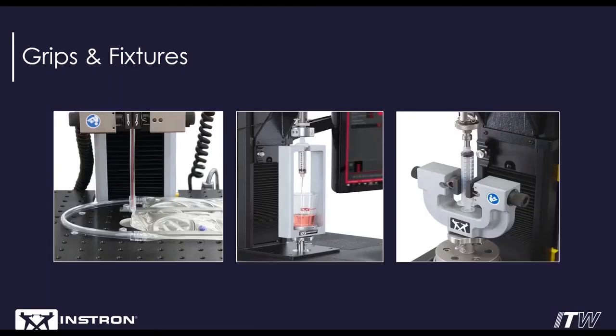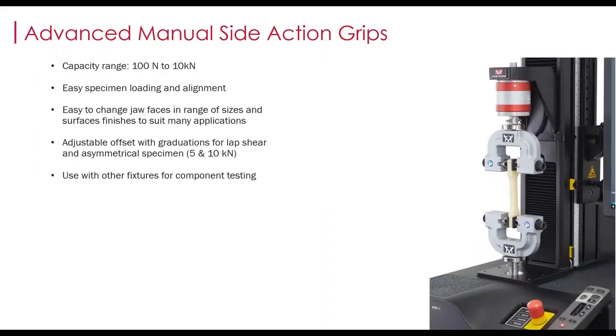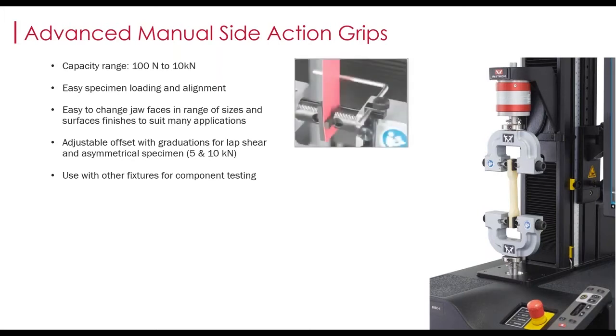A great testing system is the basis for accurate and repeatable testing. Grips and fixtures enable the user to tailor a system to test for a particular application. Manual grips are a versatile solution for many testing applications. They are available in several capacities, 100 and 500 newtons, and then 1, 2, 5, and 10 kilonewtons.